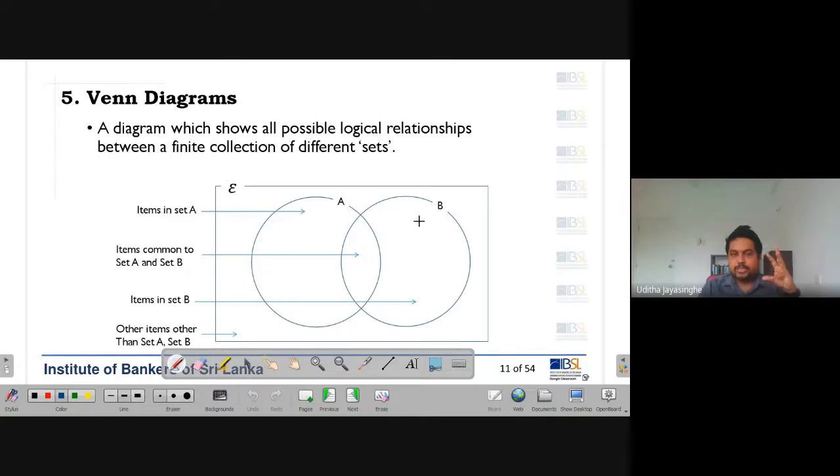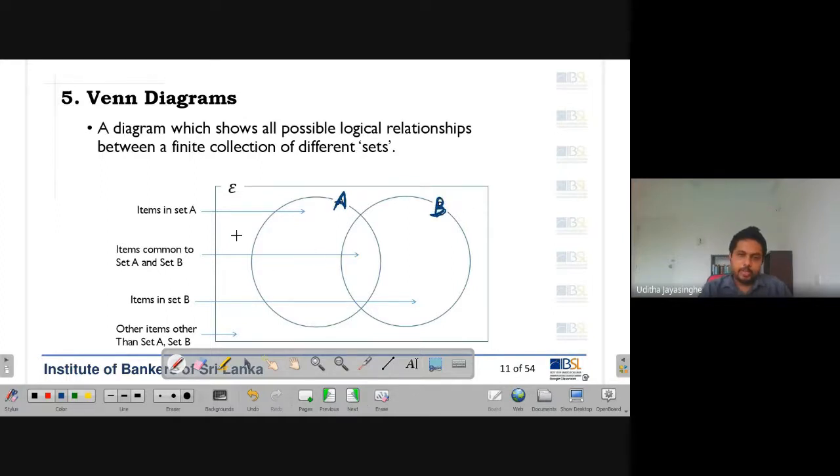This diagram shows all possible logical relationships between a finite collection of different sets. That means for a different number of elements crossing and intersecting together, you can denote it in a Venn diagram. The simplest way to explain the Venn diagram is by taking only two such sets. This is set A. This is set B.